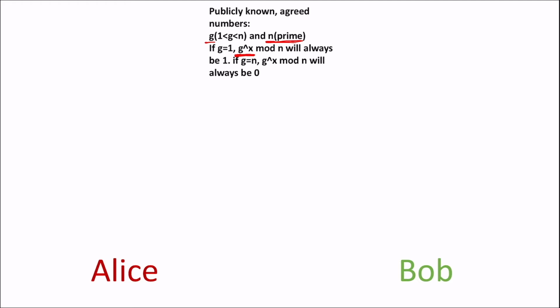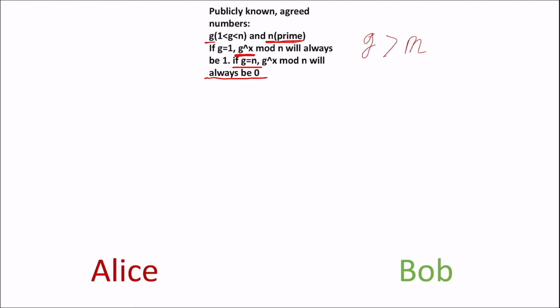Now if G is N, then G to the x mod N will always be 0, because if G and N are equal, then G to the x will be a multiple of N, so this will be 0. And if G is greater than N, then in modular arithmetic, things start to repeat and it will not be computationally efficient.